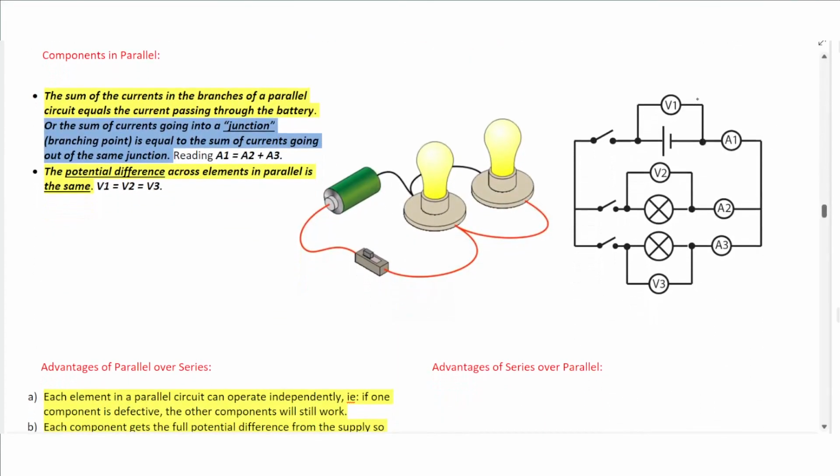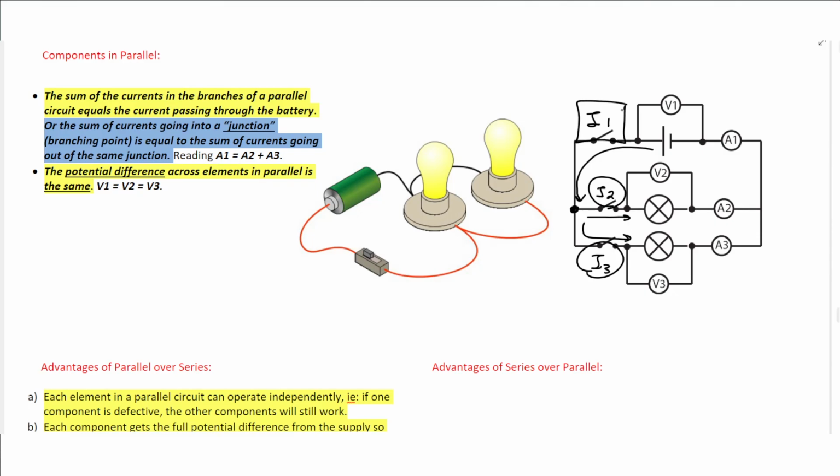In parallel, it is reversed. The current gets divided, so the charge moves in this direction. Once there is a branch, the current can either flow this way or that way, so it is divided. So you have several currents: the current in the battery or the supply, the current in the first lamp and the current in the second lamp, or first branch and second branch. The total of these two currents is equal to the current in the power supply.